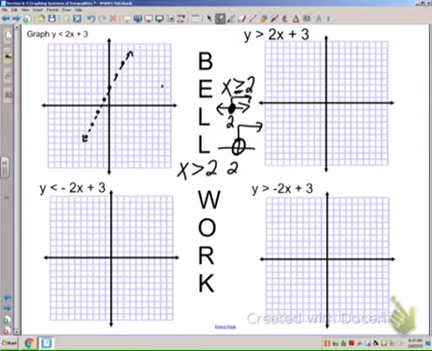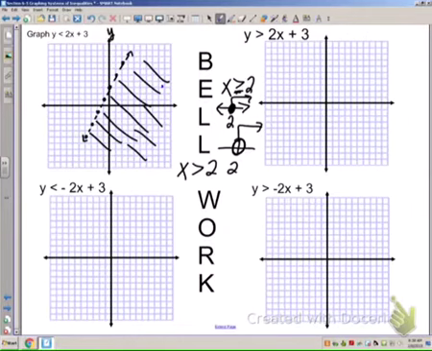I want all the y's that are less than this line. So I'm going to look here at the y-axis, and I just kind of focus in on one point. All of the y's below this line would be all the values of y that are less than that. So I'm going to shade this side of my line. All of these points over here are possibilities.